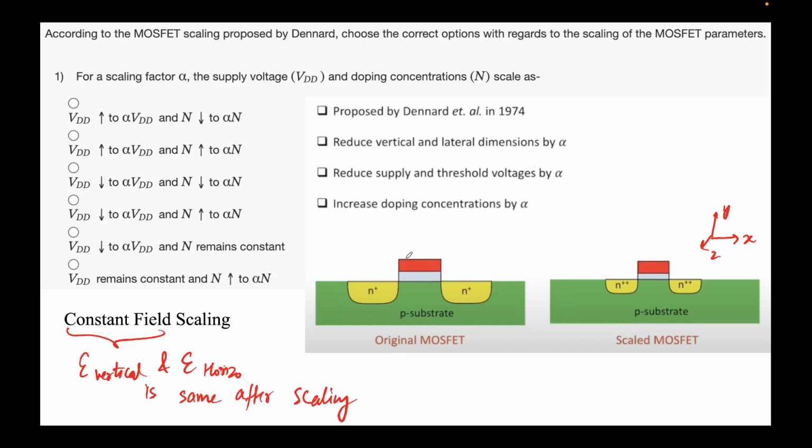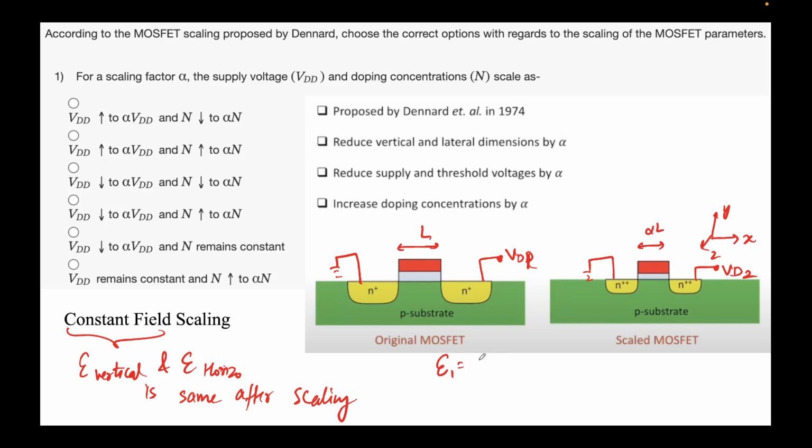So in order to do that, let's just think that we are reducing, let's take a very simple case. So this is your VDD, and this is again grounded, and this is your VD1, and let's say VD2. You want to have the same electric field here, correct? This is now alpha L, right? This is your L.